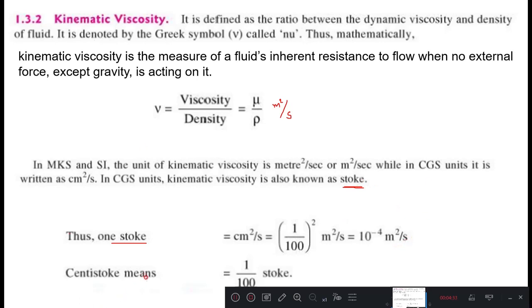So 1 centistoke means 1 by 100 stokes. These are very important for conversion purposes. If the kinematic viscosity is given in stokes, you have to convert it by multiplying by 10 raised to minus 4 to convert from stokes to meter square per second. 1 centistoke is equal to 1 by 100 stokes.